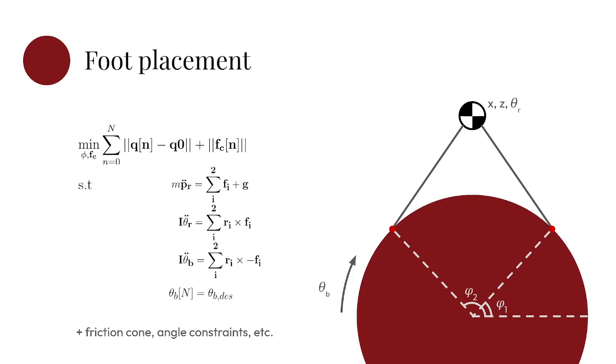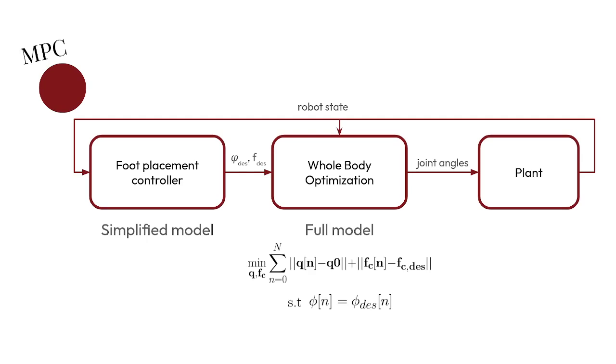I use a simplified model, and I optimize for the contact forces and the polar coordinates to achieve a desired rotation of the ball. I can then feed these desired rotations and forces into a whole body optimization, essentially inverse kinematics, to find joint angles such that the position of the feet match the polar coordinates, and the ball rotation is as desired, and all the dynamics are followed. You can then wire this whole thing up with a feedback loop, and you have your MPC.